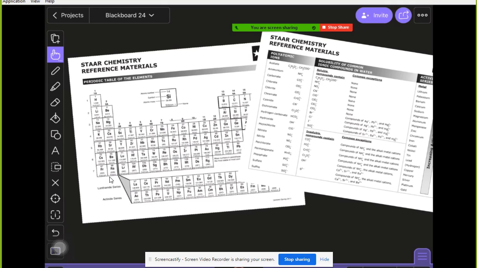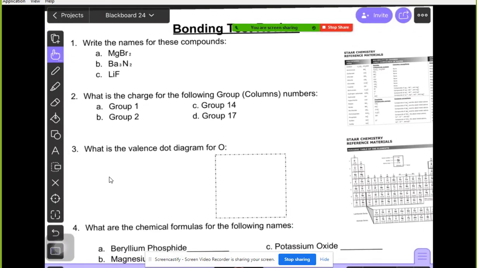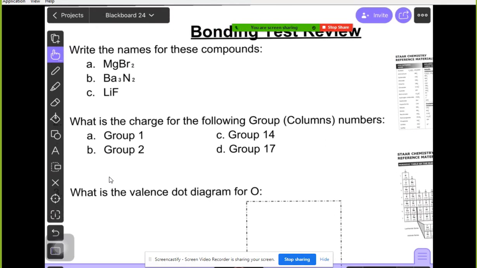a while. All right, so looking at our review, when we're writing the names of our compounds like this, we have to ask ourselves if we're dealing with an ionic or a covalent compound, right? And I did post something in the updates.